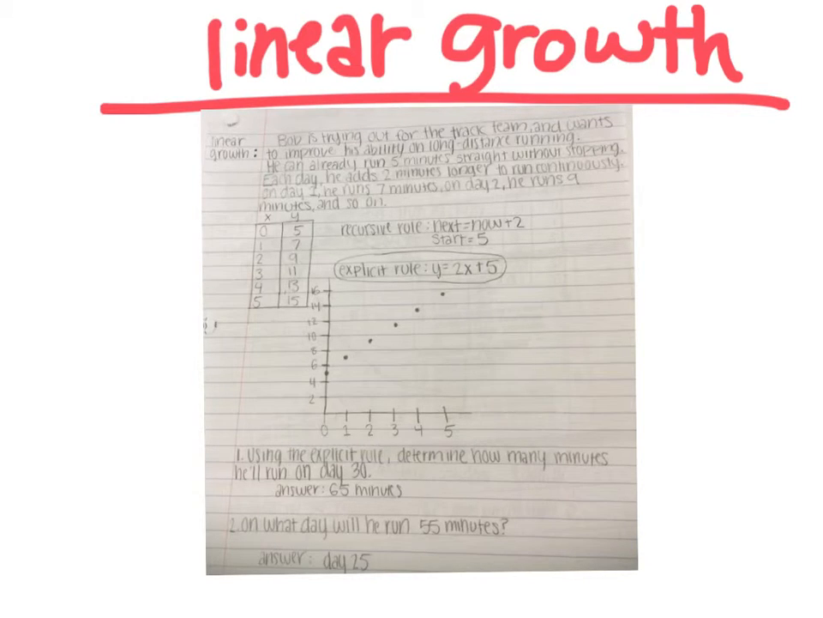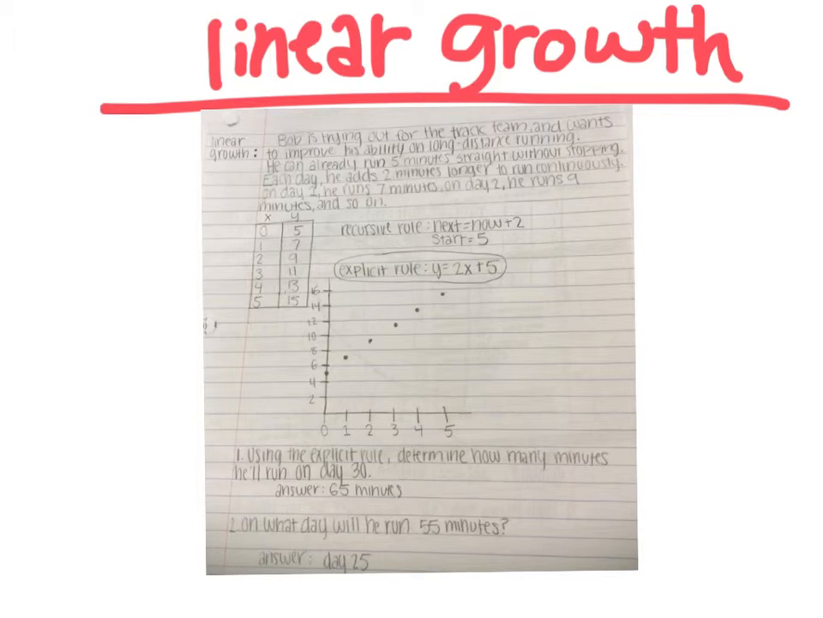This problem is an example of linear growth because it adds on something each time. So in the table you can see that each day he adds 2 minutes longer that he runs. In the graph you can see that it's discrete because he doesn't run continuously.